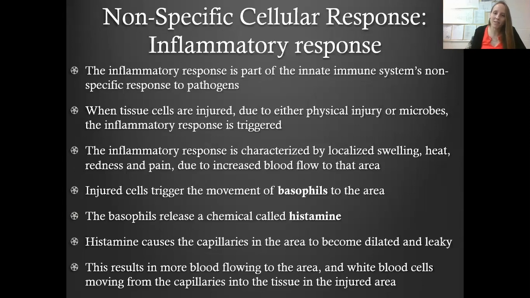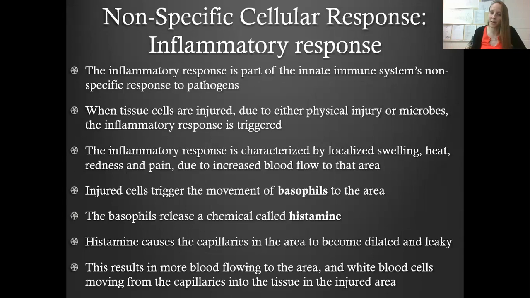Okay, we also have the inflammatory response, which is, if you remember from the last lesson, controlled by our basophils, one of our granulocytes. So what happens is anytime tissue cells are injured, whether it's because of a pathogen coming in or even just a physical injury, that's going to trigger the inflammatory response.